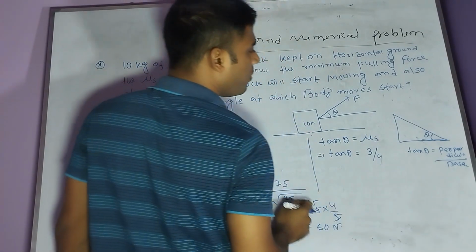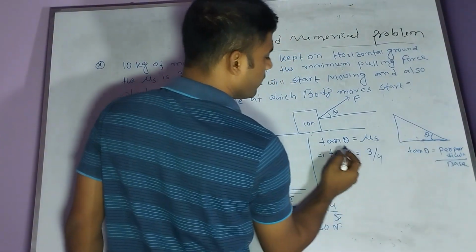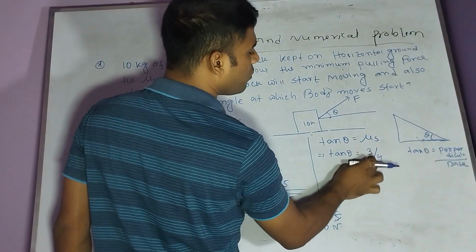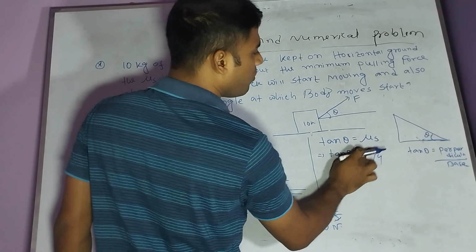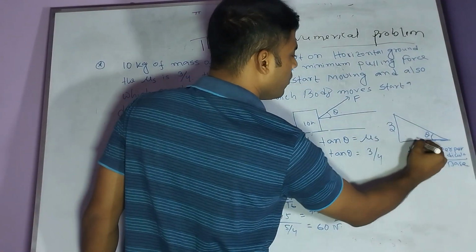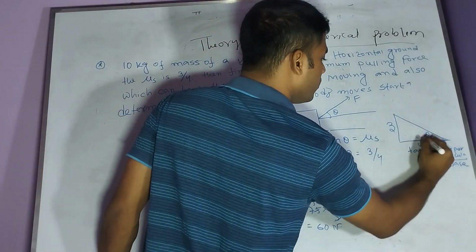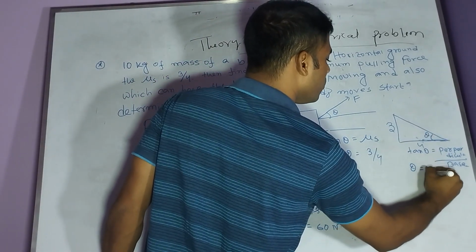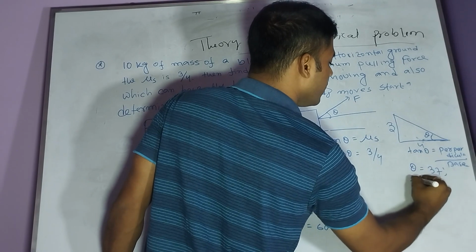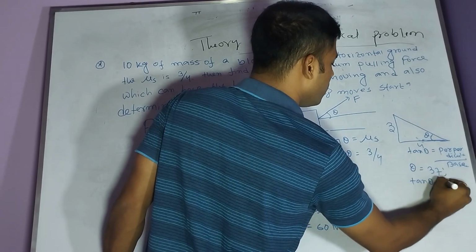What is the tan theta value? Perpendicular divided by base. According to this data, tan theta is equal to 3 by 4. That means the perpendicular value is 3 and the base value is 4. What is the angle for 3 by 4? When theta is equal to 37 degrees, then the tan theta value is equal to 3 by 4.